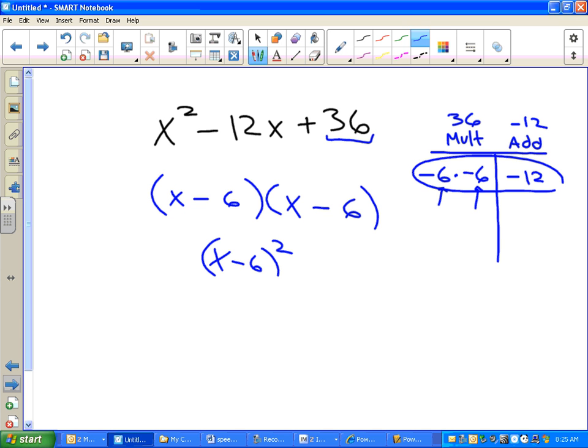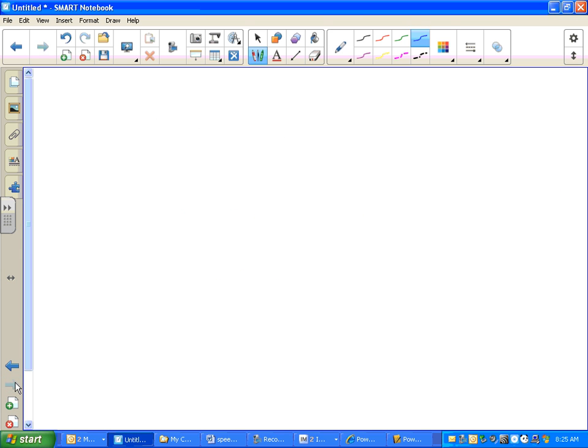All right, so for the first part today, it's just a matter of recognizing that perfect square trinomials have one binomial multiplied by itself 2 times. And so we can just simplify that last step and make it a square. All right, questions on that? Okay, now you guys try one.